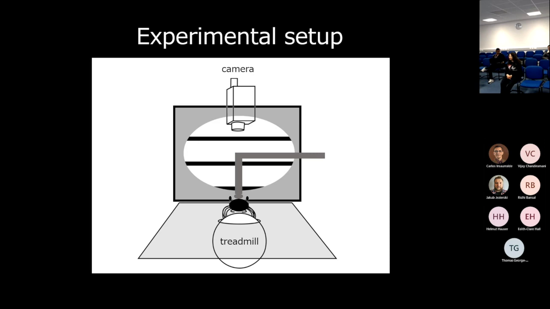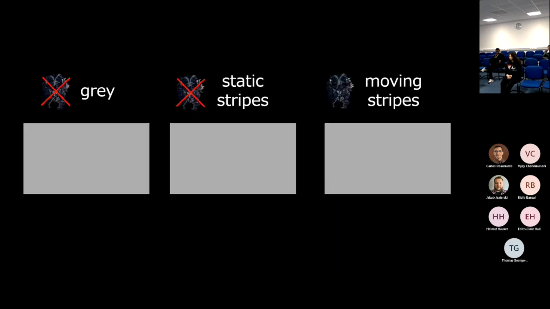And we went back to our favorite treadmill experiment, crab on a ball, and we show it different approaching predators with different stripe patterns on them. And this is the kind of thing that we're showing them. So we're showing them 3 different treatments: a gray, static stripes, and moving stripes. And these are all sort of looming objects with these different properties.